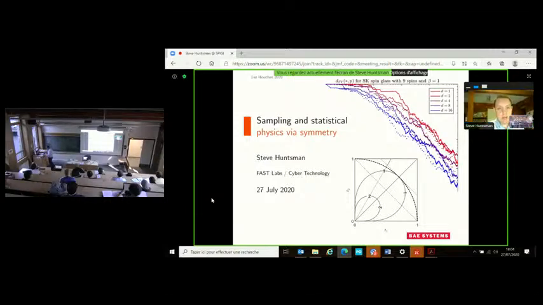So I'll be talking today about two topics that I feel are related. The first is how to do Markov Chain Monte Carlo via symmetry, and the second is how to really do statistical physics via symmetry. And these are de novo constructions in each case.